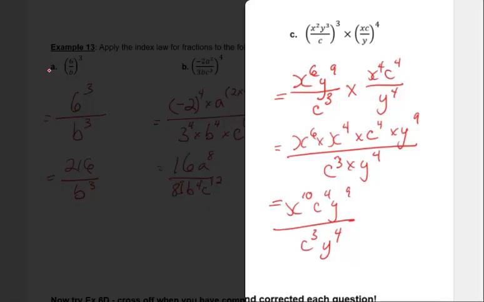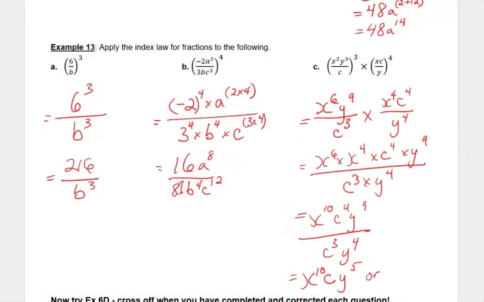So there's not much I can do with my friend x to the power of 10, but I can cancel out. 4 minus 3 gives me 1c on top, and 9 minus 4 gives us y to the power of 5 on the top. Therefore, that's our final answer there. Or I can put it in any order, really. I can put it as x to the power of 10 times y to the power of 5 times c, or I could put it as c times x to the power of 10 and y to the power of 5, alphabetical. Either is correct in the norm.